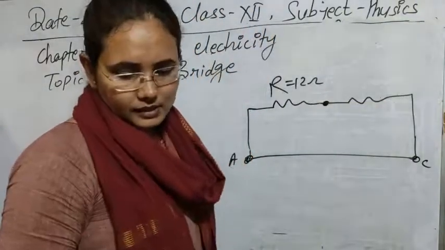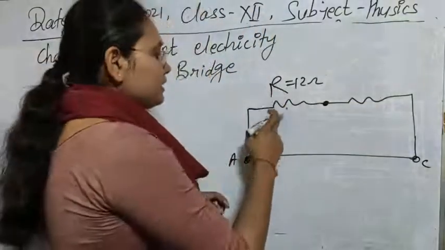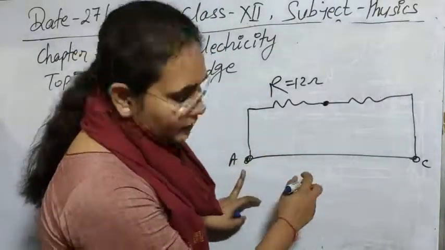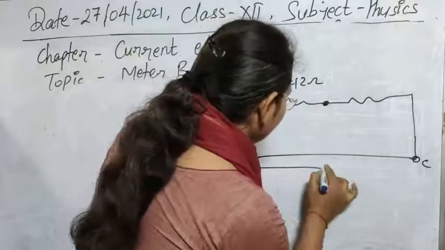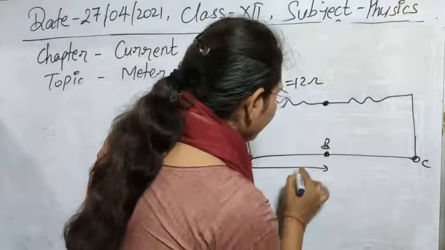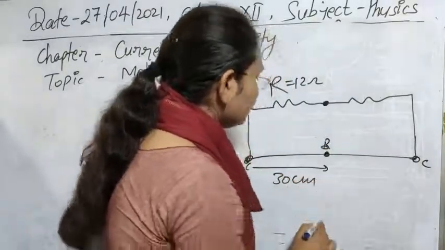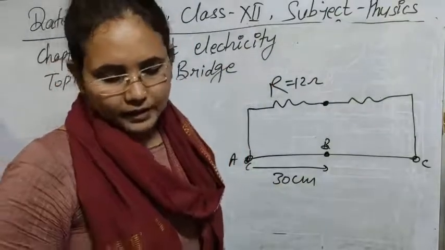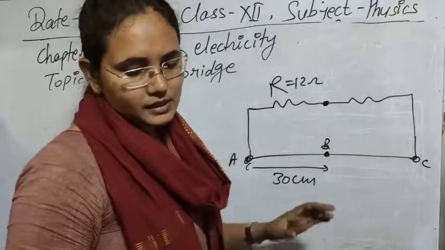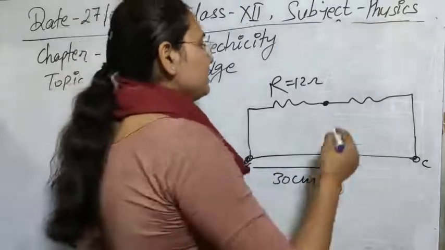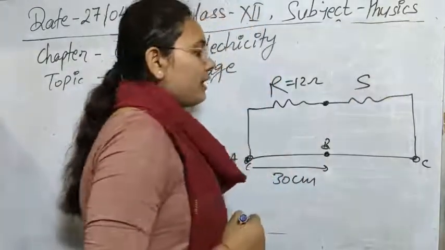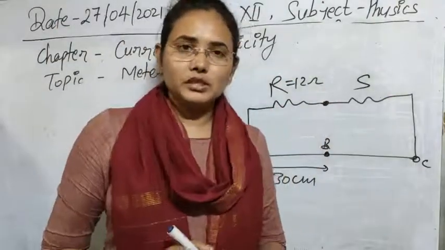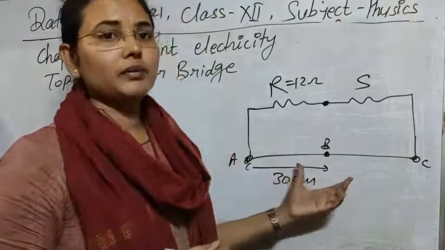And in this case it is given that here we have connected the resistance box, and this is our point A. From here at 30 centimeter we are obtaining the null point or balance point. Then we have to find out the value of the resistance S in the right gap of the meter bridge. So if this is the value of S, then we have to find it. Here I am not going to make the whole meter bridge because you are already aware of it.